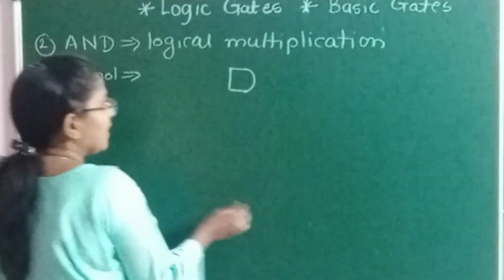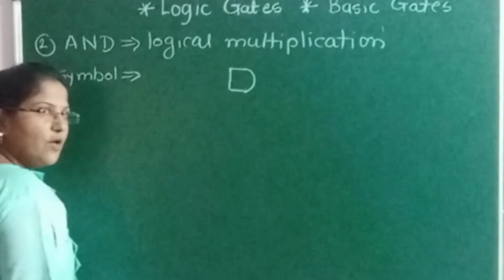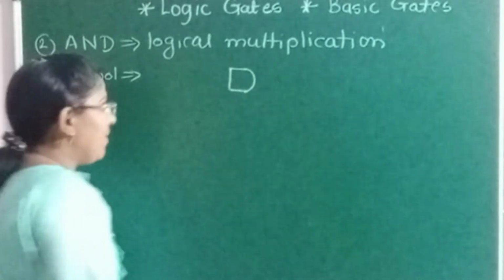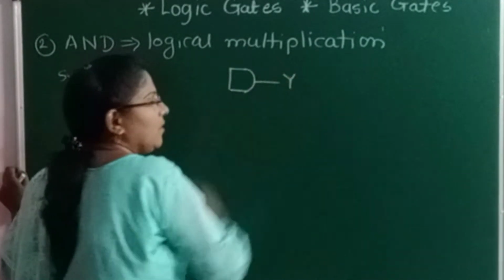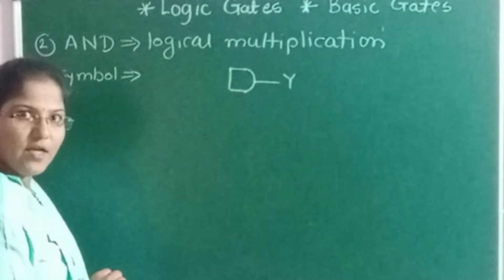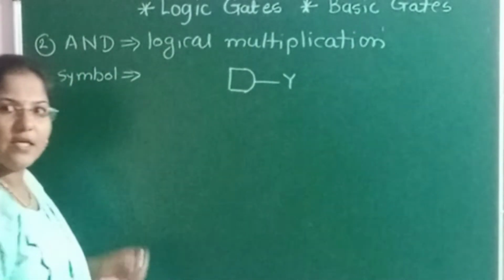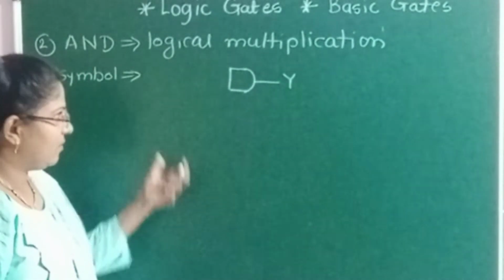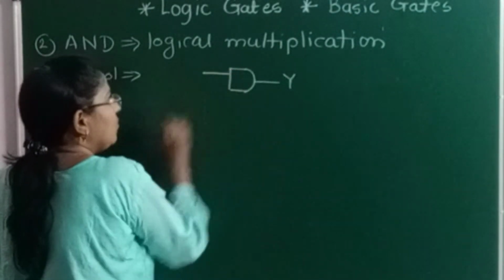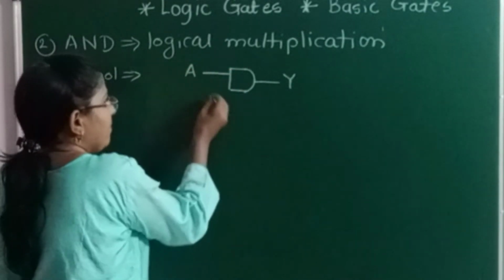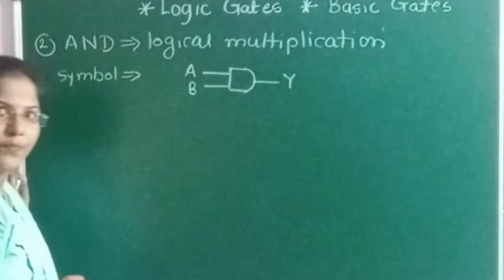Now what is left here actually? Here we have to show the input lines, and to the right side we have to show the output line. Remember, each and every gate gives a single output. It may take one or more inputs, but always it gives a single output only. Now I am going to consider the two input AND gate. That's why two input lines I have to show here. Suppose the first input line, its name is A. Now the second input line, suppose it is represented by using B.